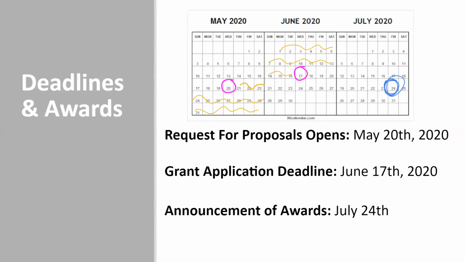So here's an easier view. The request for proposals opens today, May 20th. You have about 5 weeks to complete your application. It is due on June 17th. Please remember that we're going to stop FAQs on June 8th. So please start this proposal process sooner rather than later. We want to make sure to be able to answer all of the questions you might have. And then finally, about a month later, we will announce awards on July 24th.